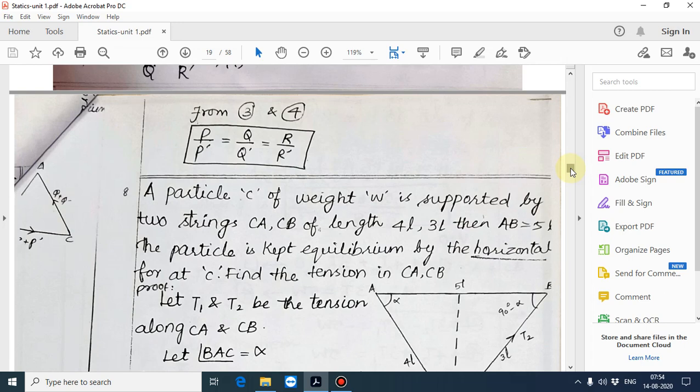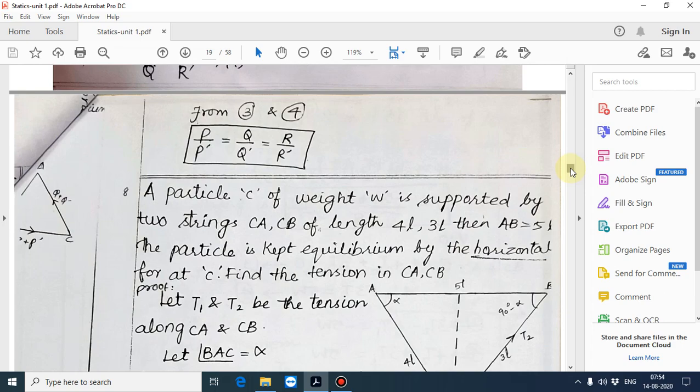A particle C of weight W is supported by two strings. You keep the two strings as T1 and T2. Two strings CA, CB of length 4L and 3L, then AB is equal to 5L. The particle is kept in equilibrium by the horizontal at C. Find the tension in CA, CB.